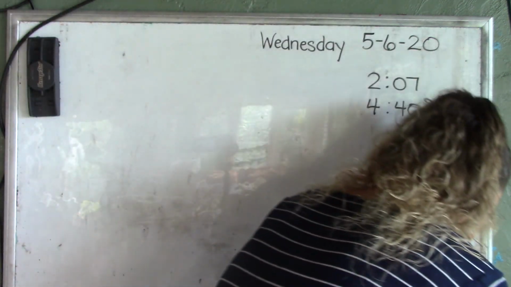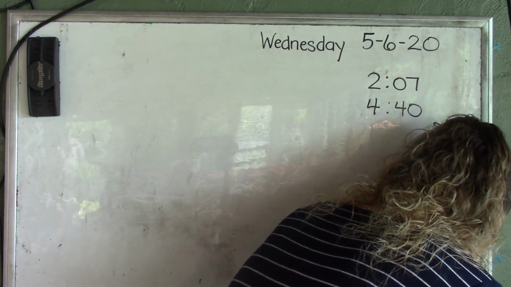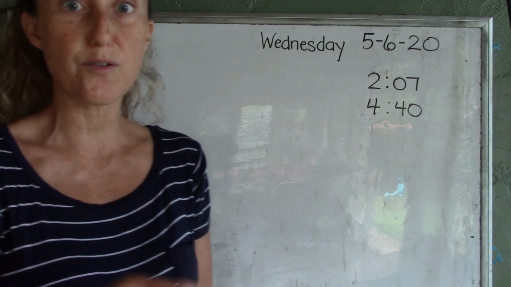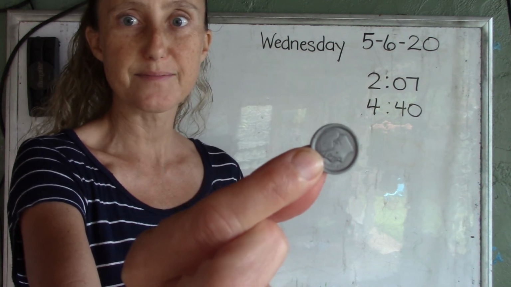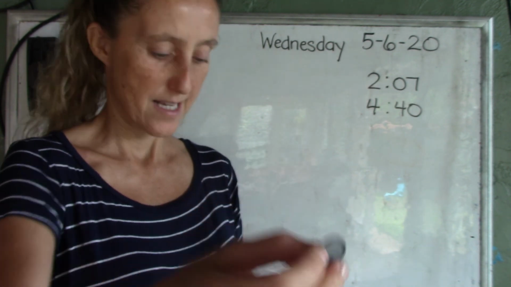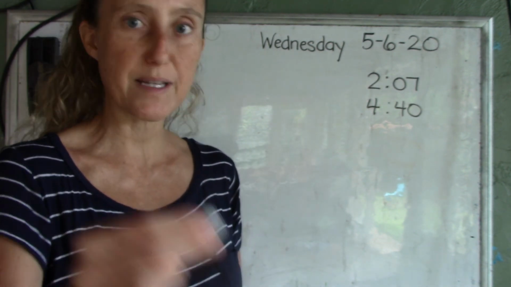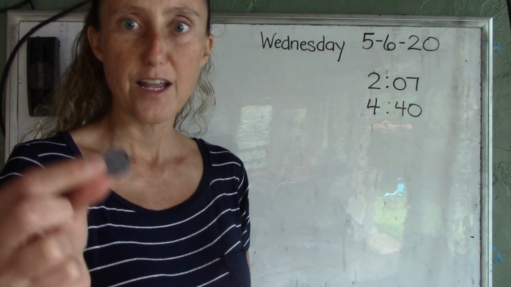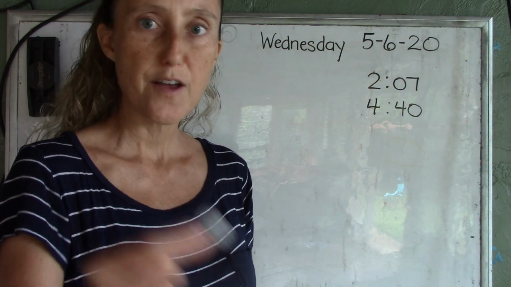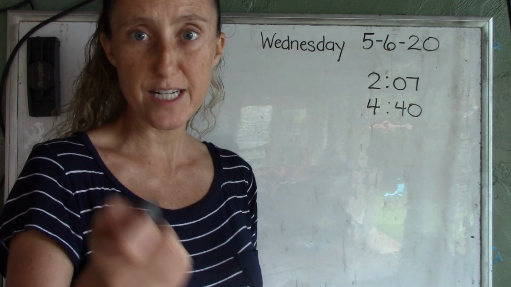Now, today we're going to just have 2 different kinds of coins. The first kind of coin is this one. What is that? A dime. And how much are dimes worth? 10. So let's count by tens. 10, 20, 30, 40. I have 40 cents in dimes.